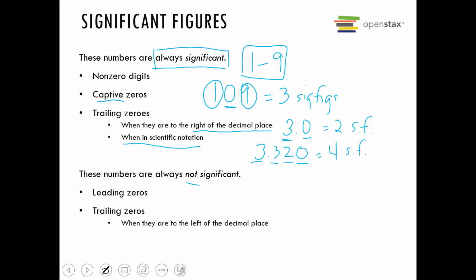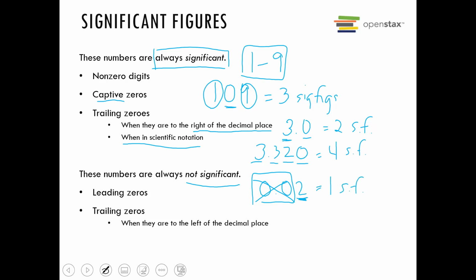Now, always not significant are leading zeros. For example, this 2 is significant. It is a non-zero digit. However, these numbers before it are called leading zeros. They are not significant. So this would only have 1 sig fig.